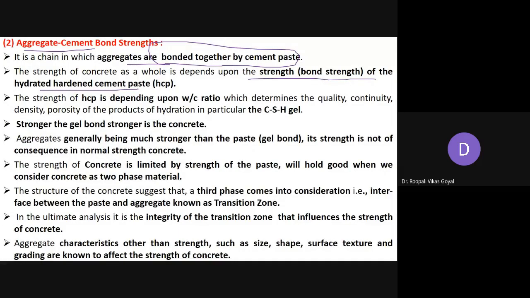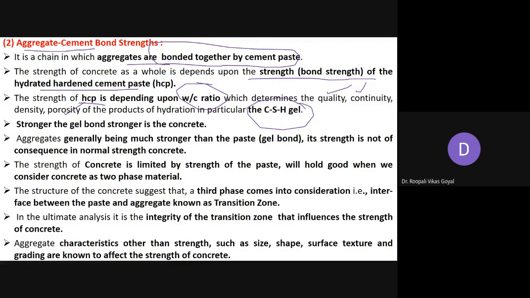So basically it is the hardened cement paste which has properly hydrated, meaning basically it's a gel formation which has hardened, that is actually responsible for the bond strength, and that is called the hydrated hardened cement paste. And the strength of hydrated hardened cement paste basically depends on the water cement ratio. As you know, the cement paste formation depends upon the water cement ratio, which actually determines the quality, continuity, density, porosity, and all other different properties or products of hydration, and in particular CSH gel.